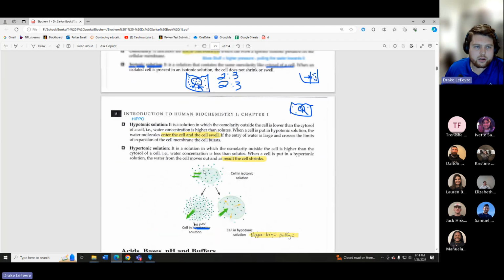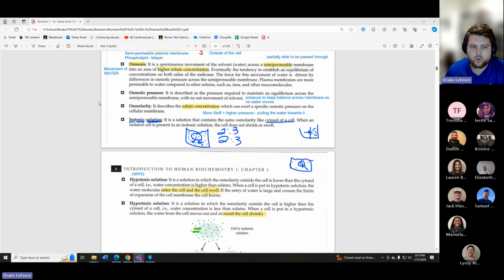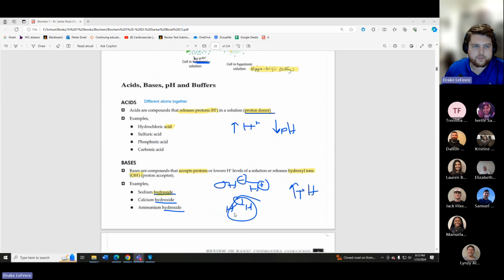We got water. This first exam, you'll have a couple of questions about hypo and hypertonic solutions, as well as isotonic, osmosis, those kind of keywords. You should see a couple of questions about those. Acid, bases, pH, and buffers. We talked a tiny bit about this. We talked about weak and strong acids and bases.